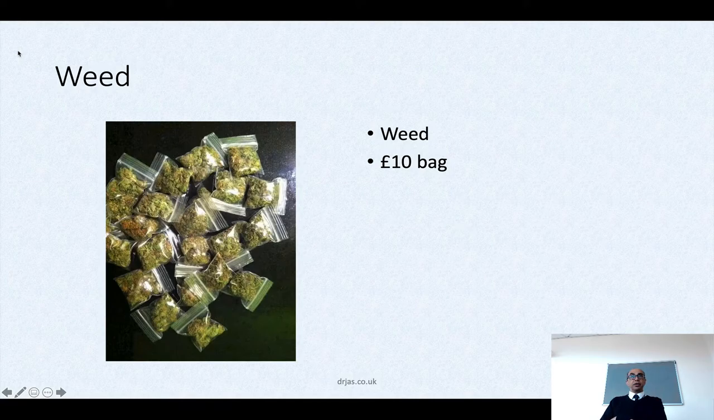Invariably, weed is sold in bags. That looks like, I can't tell the size of the bag, so that might either be a 10 bag or a 20 bag. So when you're talking to patients and you're trying to quantify how much they're using, I would ask, do you normally buy a 10 bag or a 20 bag, and how long would that last you? And that gives an idea of how much someone is using.